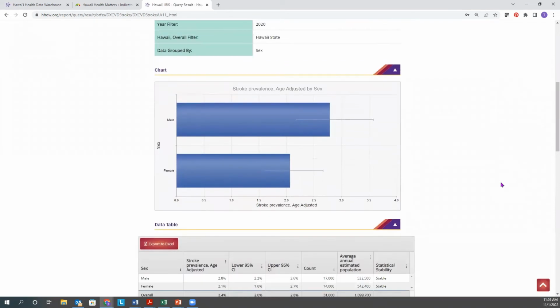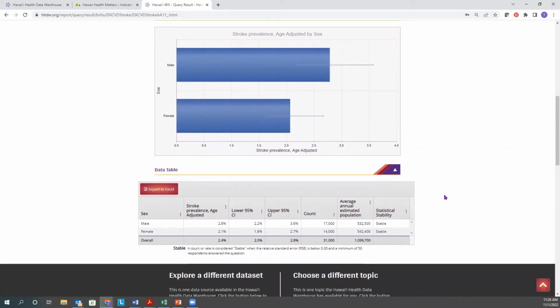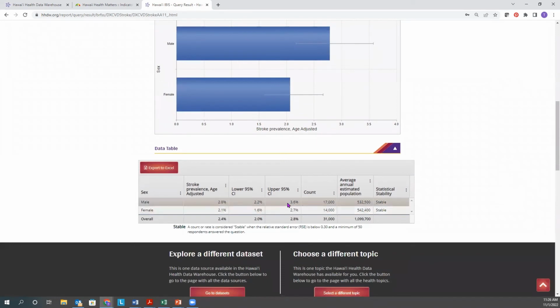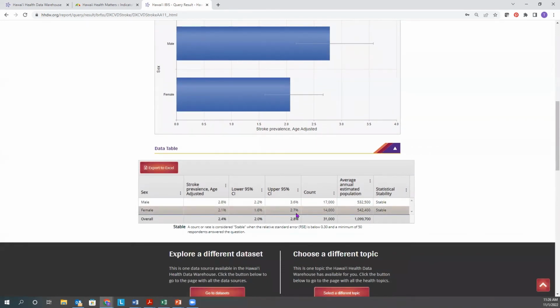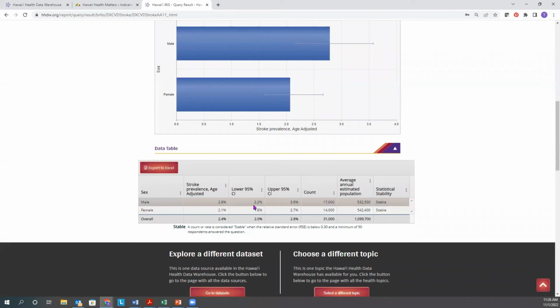And here I can quickly visually see that yes, the age adjusted rate among men is still higher than the rate among women. So it is 2.8 compared to 2.1. I can also quickly visually see that those confidence intervals overlap, and I can confirm that here in the table. The highest this could be is 2.7. The lowest this could be is 2.2. So I would say that while there looks to be a difference, it is not statistically significant.